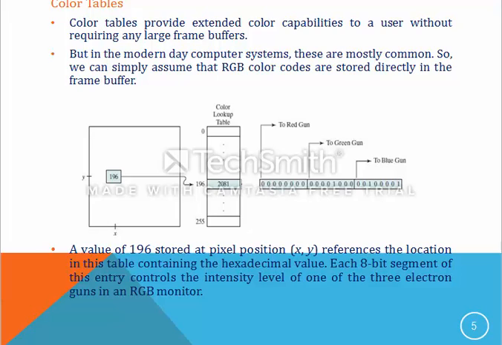The figure illustrates a possible scheme for storing color values in a color lookup table or a color map. The color table is also referred to as a video lookup table. A value of 196 stored at a pixel position references the location in this table containing the hexadecimal value. Each 8-bit segment of this entry controls the intensity level of one of the 3 electron guns in the RGB monitor.